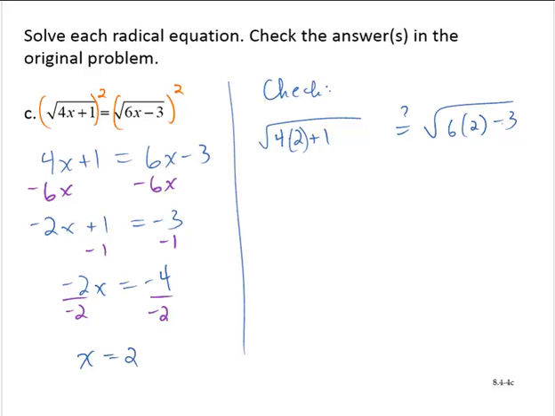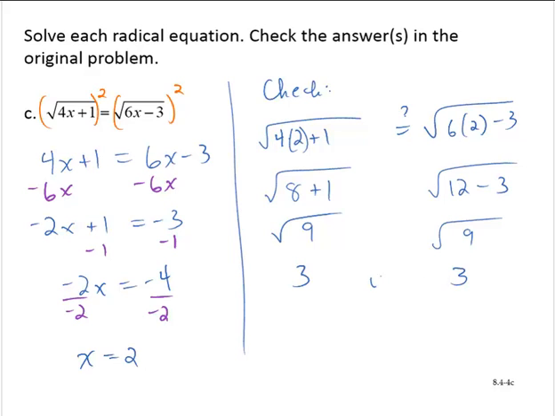Alright, let's work on the left-hand side. This would give me the square root of 8 plus 1. That's the square root of 9, which is 3. On the right-hand side, I'd have the square root of 12 minus 3, which is the square root of 9, which is also 3. That checks out, and so x equals 2 is a solution.